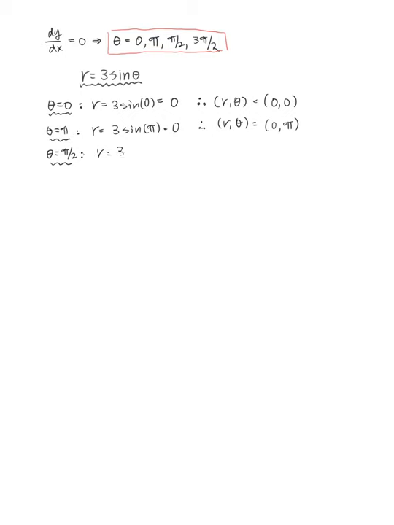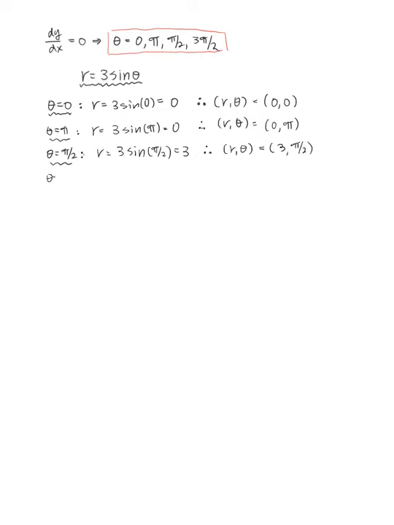All right, next, theta equals pi over 2. R is 3 sine of pi over 2, so sine of pi over 2 is 1, so we're going to have 3. So therefore, our r comma theta, be careful with the ordering. Okay, so r always comes first, so here you're going to have 3 comma pi over 2.